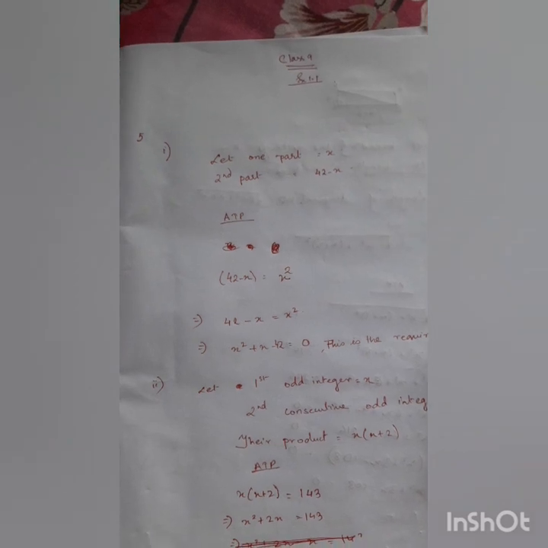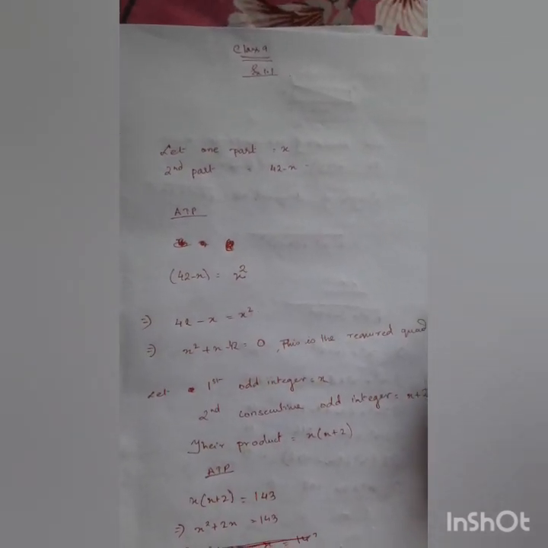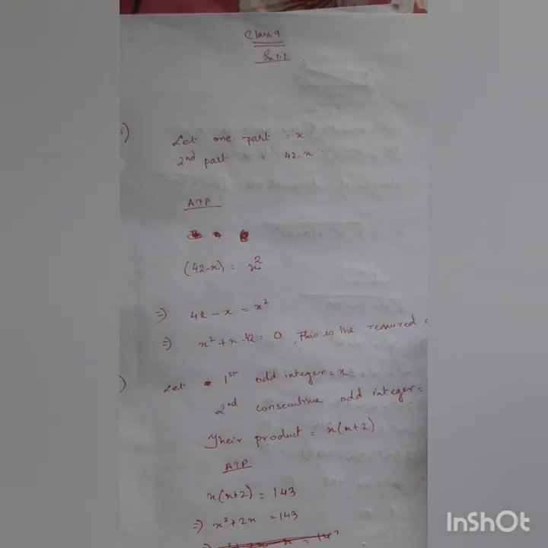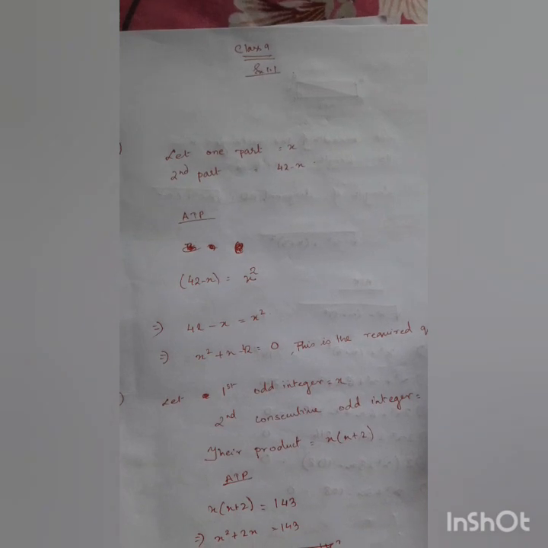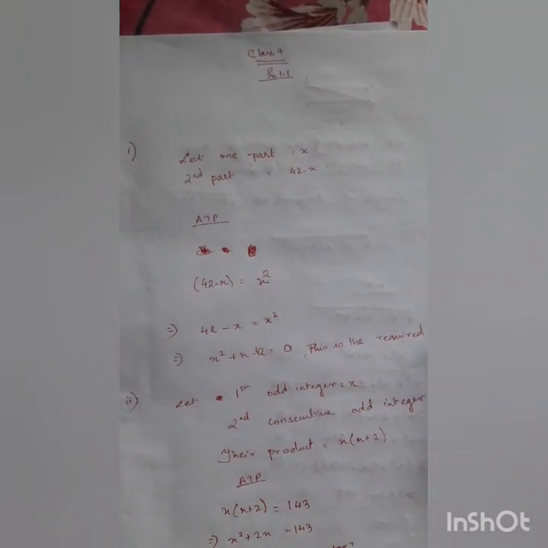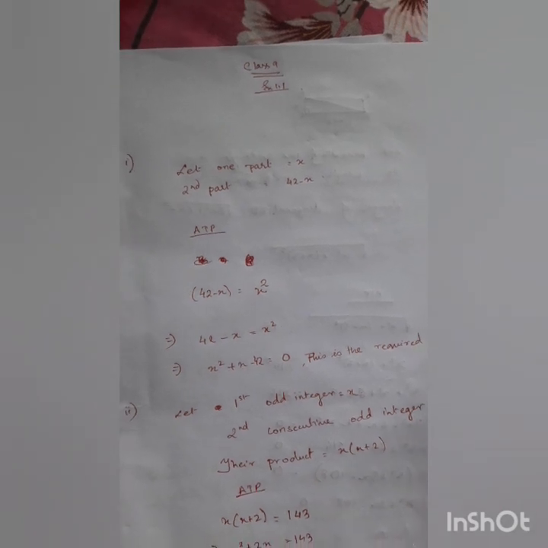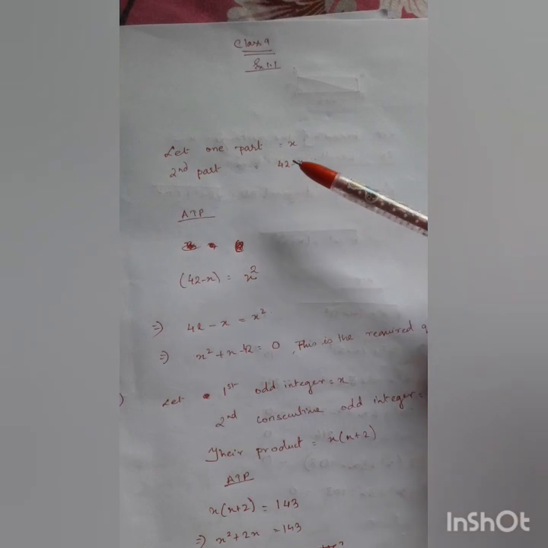Question number 5, part 1. See, these are problem sums. You have to understand the statements very nicely. 42 is divided into two parts, and it is said that the square of one part is equal to the other part. So let one part equal x. So the second part is 42 minus x.